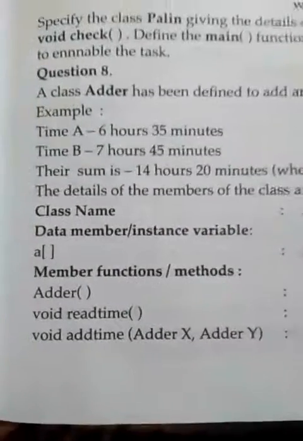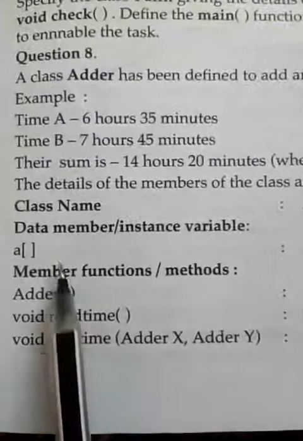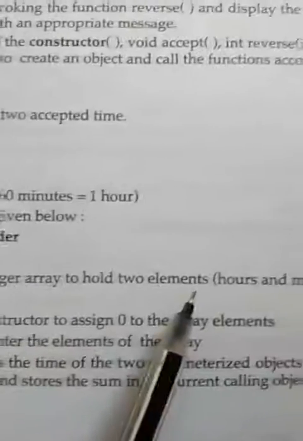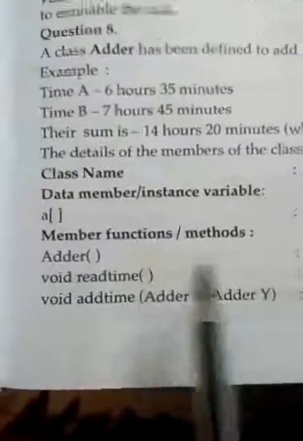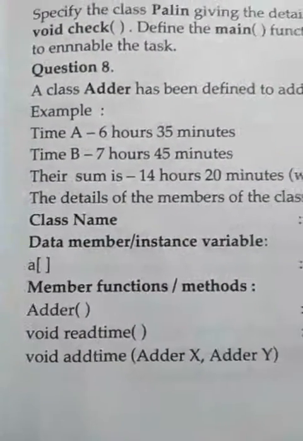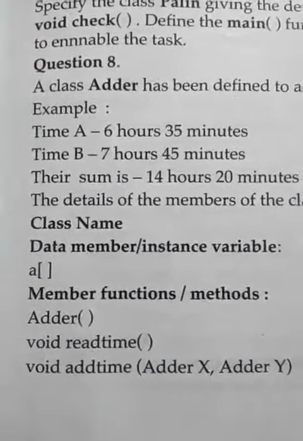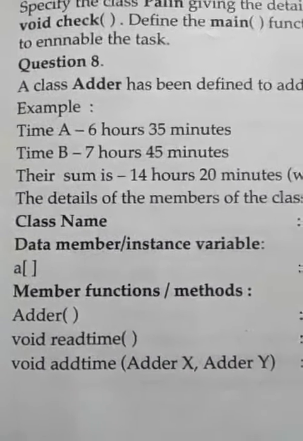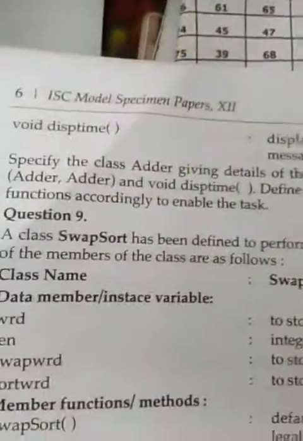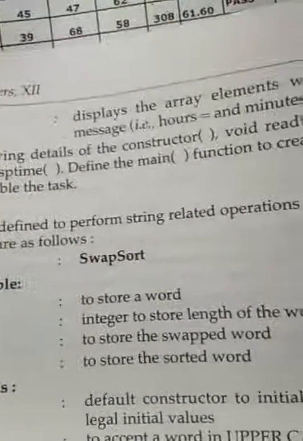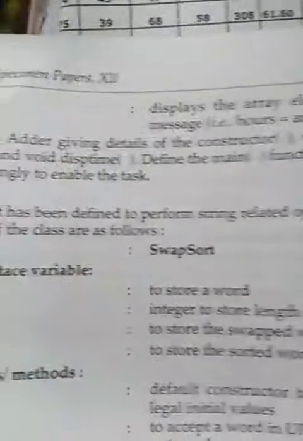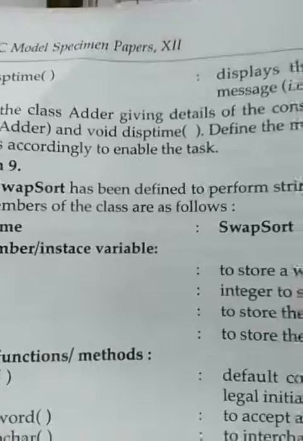The data member of the class is one array that holds only two values. Element one is hour and the second is for minute. There is the constructor, there is a function readTime, and one more function addTime that takes two parameters of Adder type. And finally we have to display the time in the format of hours and minutes. Define the main method and perform the task.